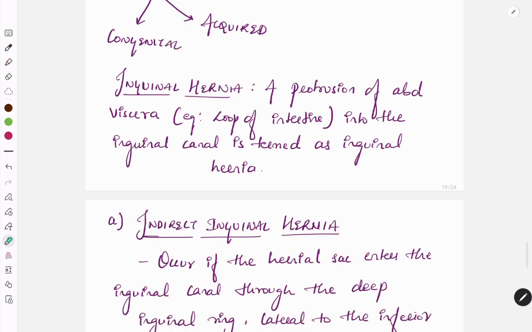So the definition of inguinal hernia: it is nothing but a protrusion of the abdominal viscera, for example a loop of intestine, into the inguinal canal, and is termed an inguinal hernia.